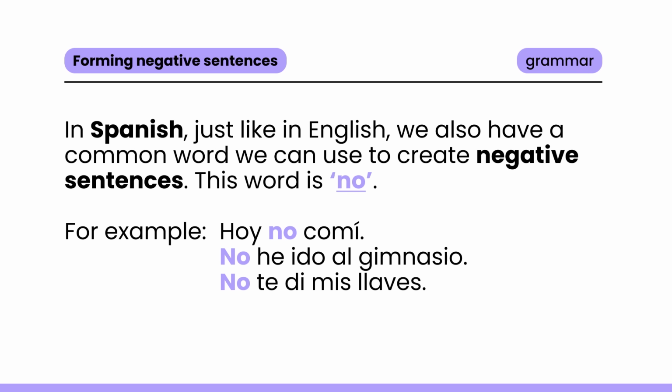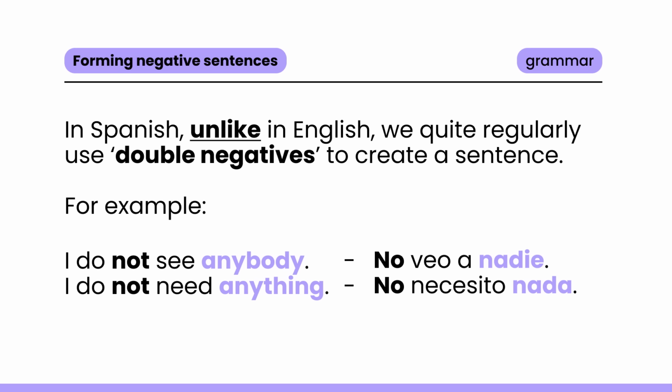So far we understand that the Spanish language is actually quite similar to the English one when it comes to forming negative sentences, because they both have a word that we use to create a negative sentence. In English that's not, and in Spanish that's no. However, there is one more thing I want you to understand, which is that in Spanish, unlike in English, we quite regularly use something called double negatives. For example, in English you say, I do not see anybody. In Spanish, however, you say, no veo a nadie.